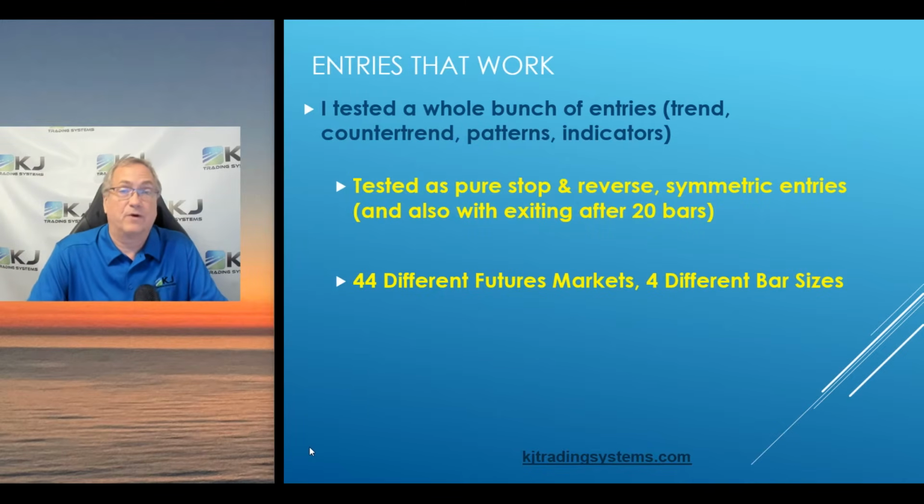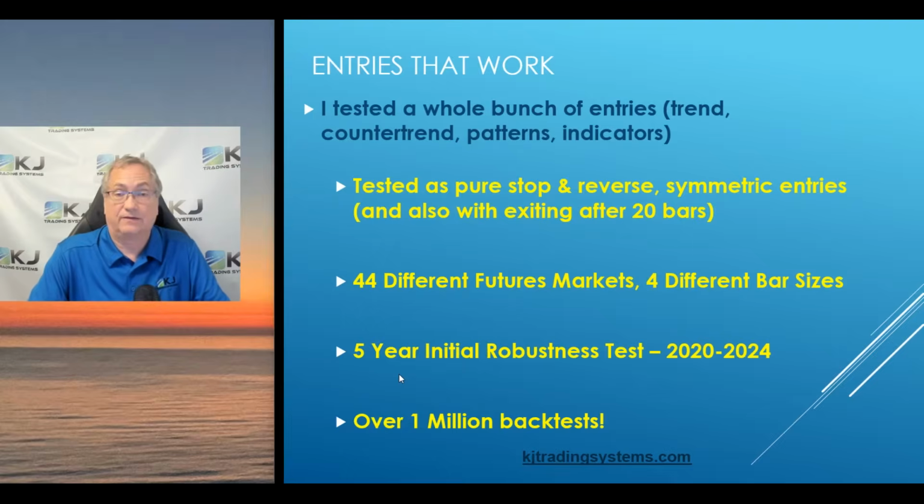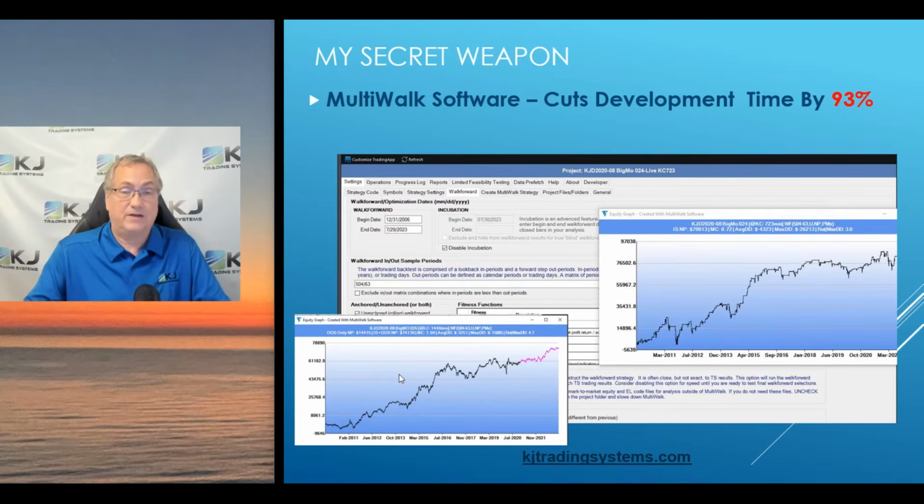I did 44 different futures markets, 4 different bar sizes, and I just did a 5-year test for the initial testing up until the end of 2024. So since we're into 2025 already, that leaves some time where you can evaluate how they did in real time. Altogether, I ran over 1 million back tests to get some of these entries. How did I do it so quickly?